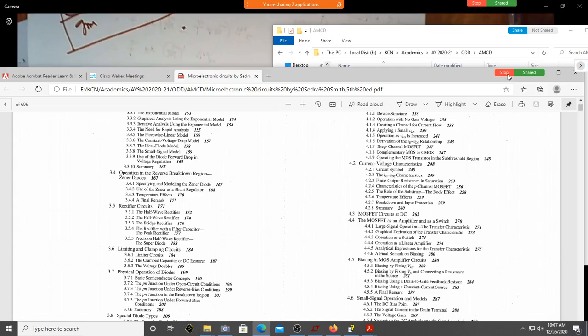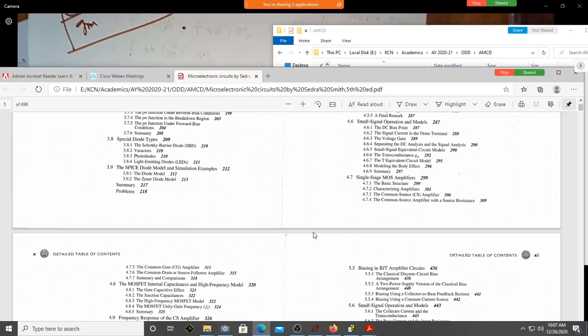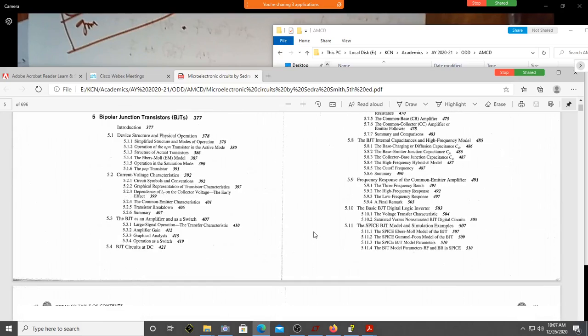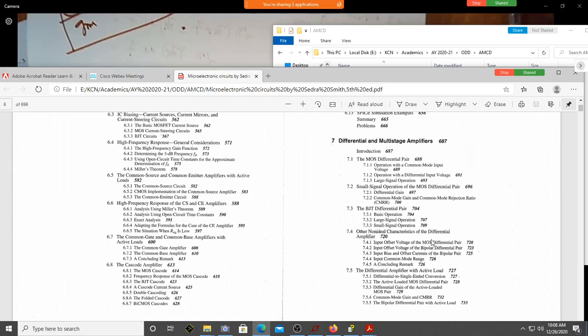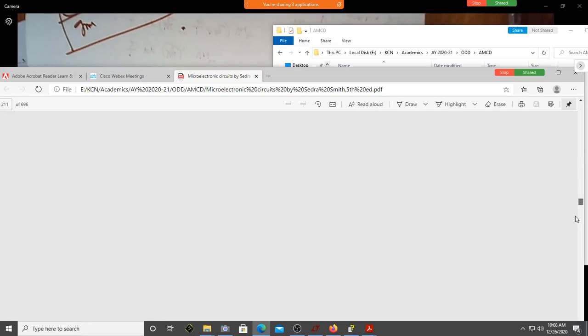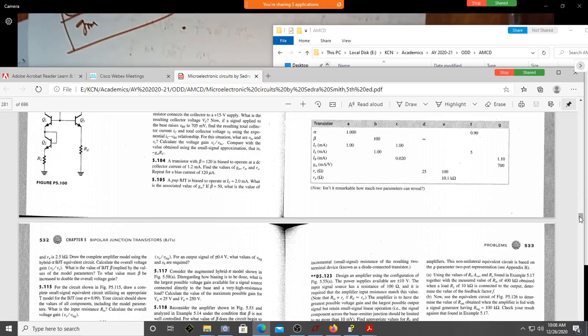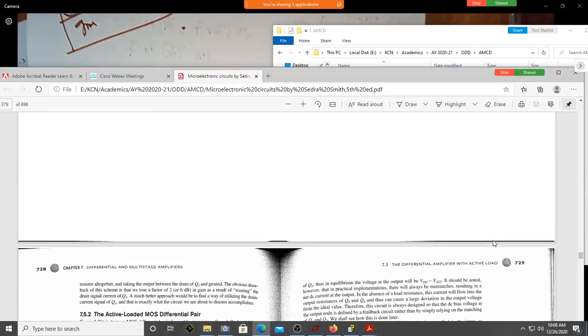Where is the differential amplifier? Let me just show you this. Okay, somebody picked the question, sorry, chapter number. Okay, this is chapter number 7. Let me go to chapter number 7. Okay, this is page number 720. Am I there at 720? This is still 533. Okay, I'm here. Almost there.